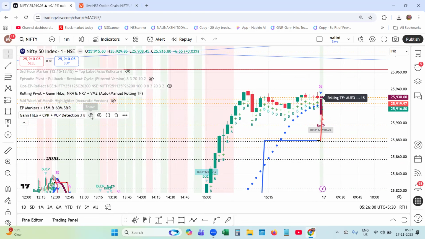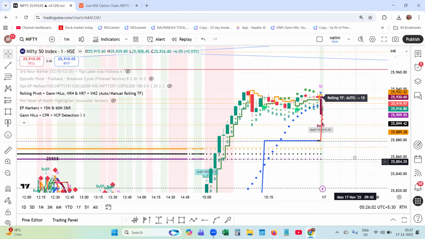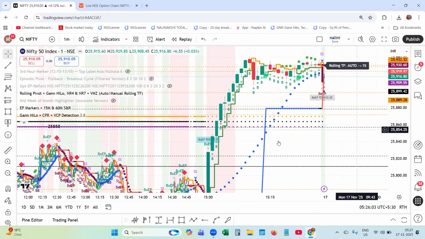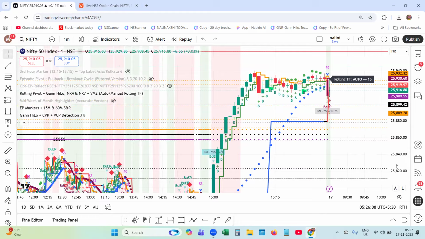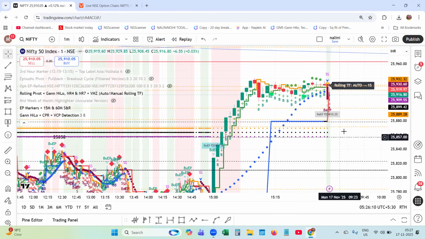Gann Hilo, you get the CPRs, dynamic CPRs. You can see these dynamic CPRs are very much aligned with the support levels. Suppose if the market comes down to this level, together with the EP levels, you will get an idea where market can stop over here.